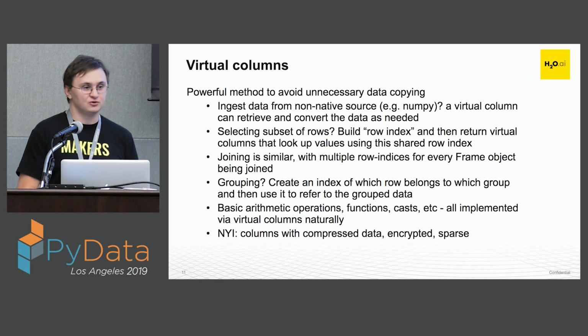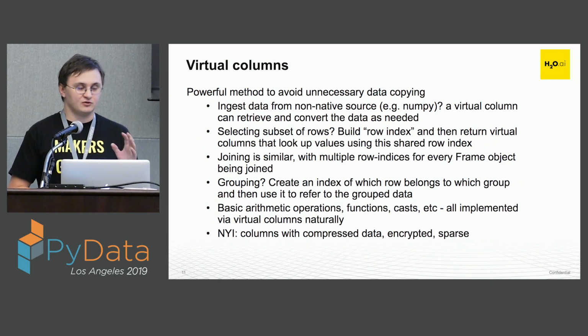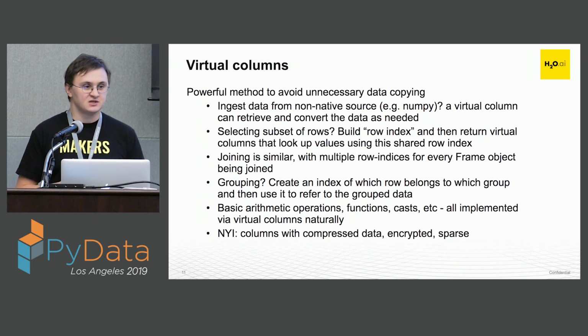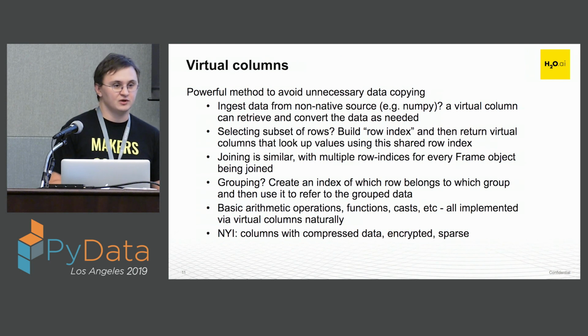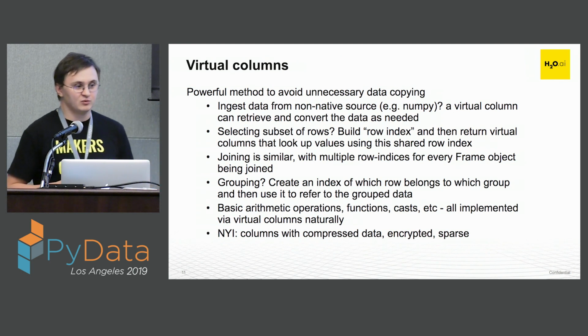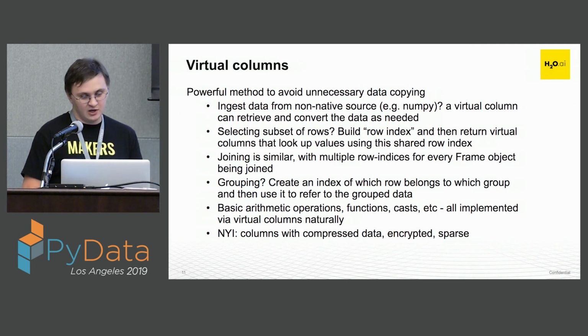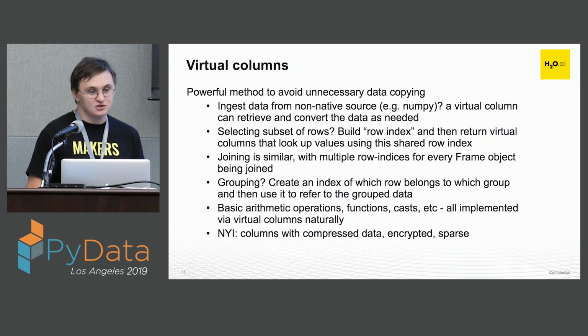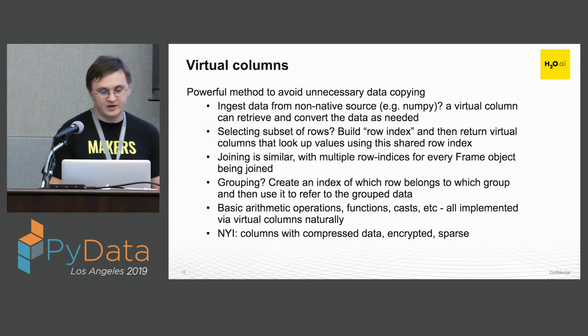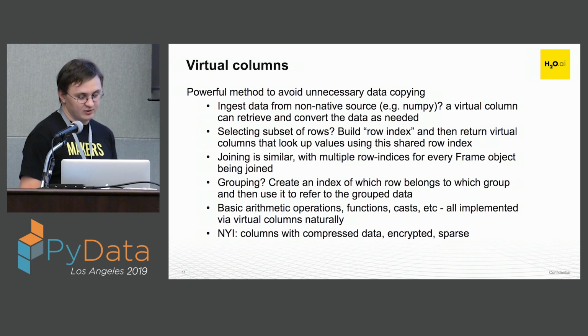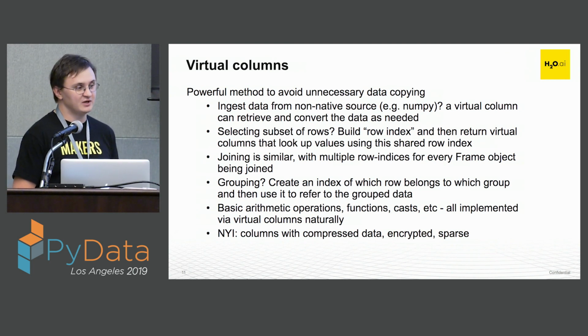Similarly, a join is an operation where we compute how the rows of one frame correspond to the rows of another frame, and then there is a row index, and no data is actually being copied into a final result. We just know how to compute the data in the end and present it to the user. Grouping is a similar operation where we also compute the index of which observation corresponds to which group, and this allows us to ungroup on the fly and apply each operation to the ungrouped data. And of course, basic arithmetic operations such as functions, casts, and so on are natural candidates for virtual columns. One other thing that we are planning to implement in the coming versions is to also support compressed data and encrypted data, and finally sparse data as well. Everything can actually be implemented using the same paradigm.